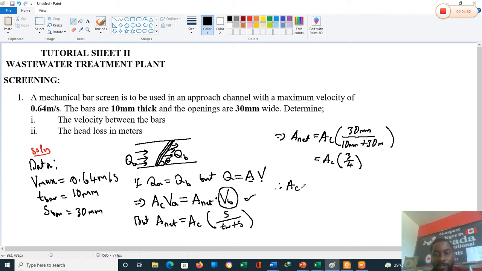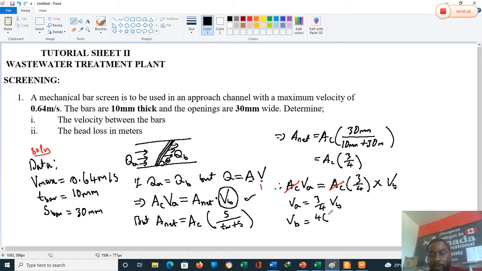So if we insert that in this formula, we say therefore AC times VA, the approach velocity, becomes AC into 3 over 4, times VB, which is what we are looking for. And straight from there, you can easily observe that AC will cancel AC. So we are left with VA equals 3 over 4 VB. So VB becomes 4 VA over 3.